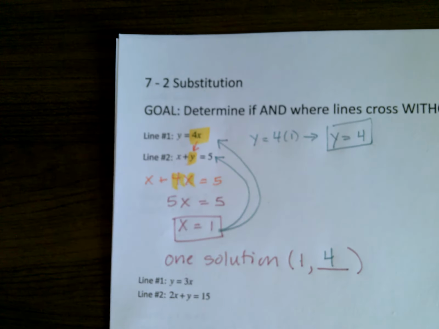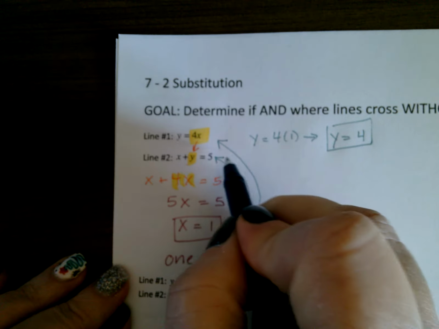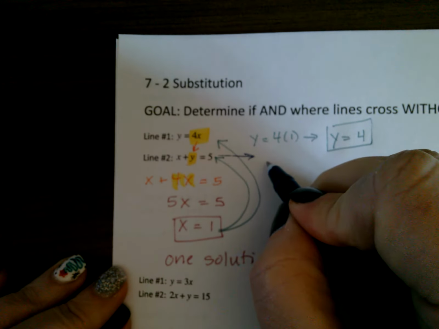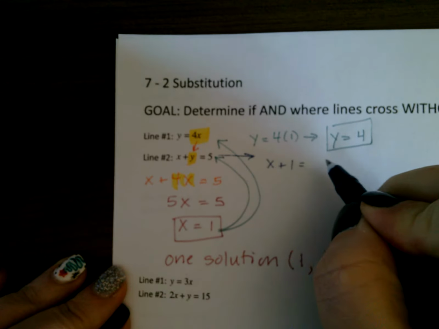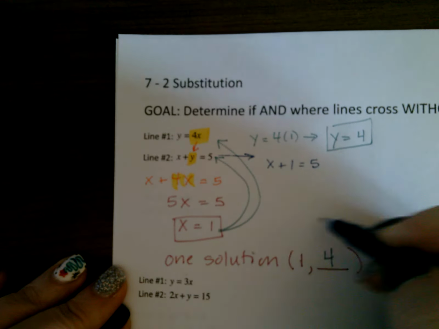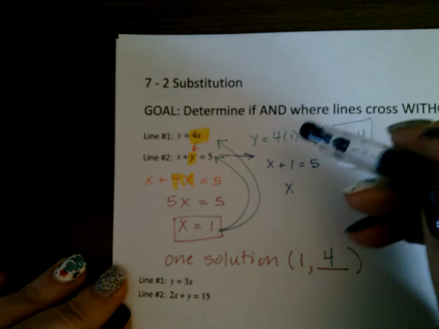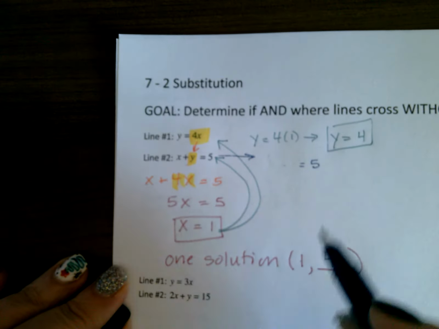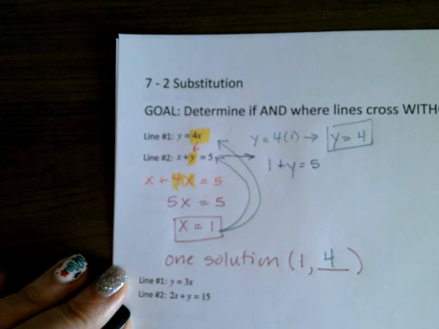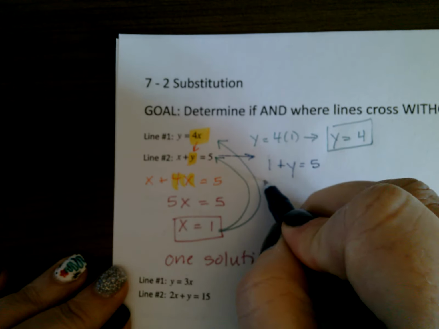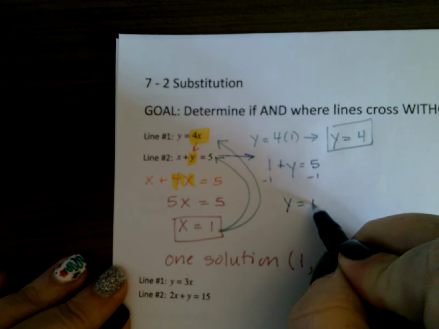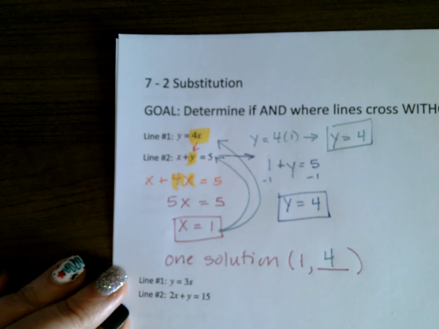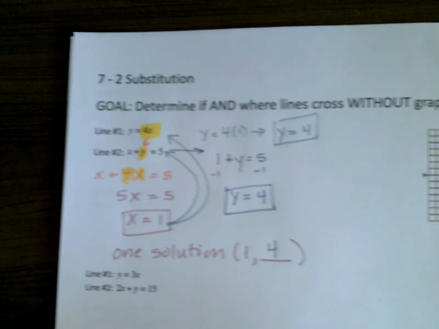Does it matter where I substitute 1 in for y? No, I'll do it here just to show. So x plus 1 equals 5. One-step equation. And hold on a minute. Let me erase. I am putting 1 in for x. So it would be 1 plus y equals 5. Subtract 1 from both sides, and I get 4 again. It does not matter which equation you substitute in.